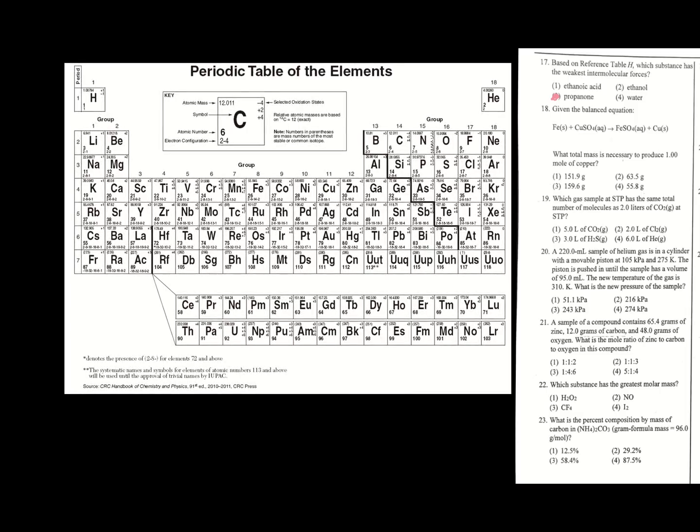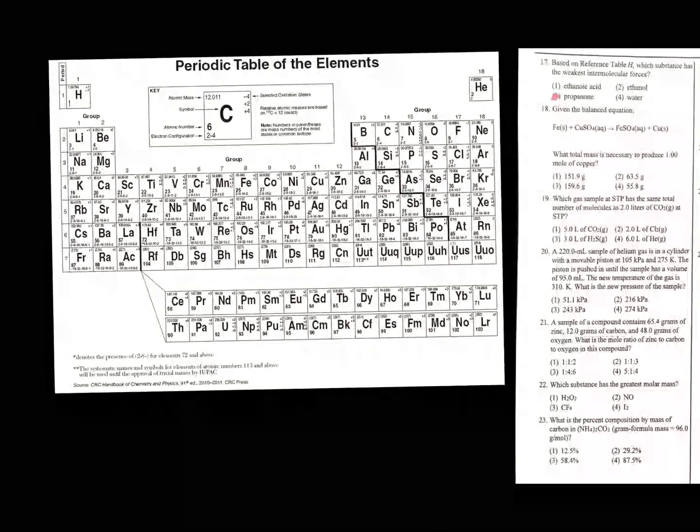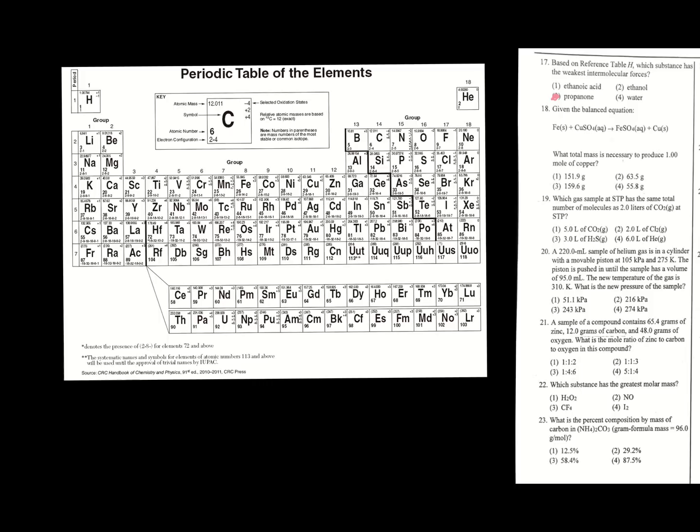Let's zoom in a bit. And right here it's about 63.5. Let's shrink this back to size and get rid of it. So 63.5 grams is 1 mole of copper, the same as its atomic mass.